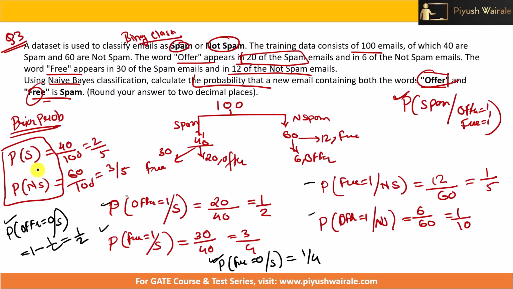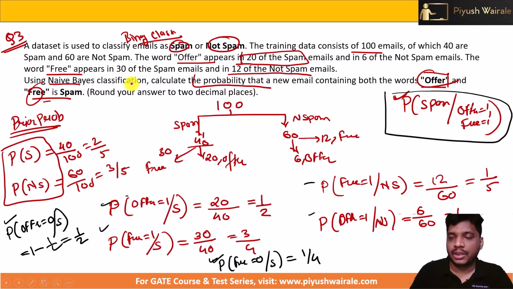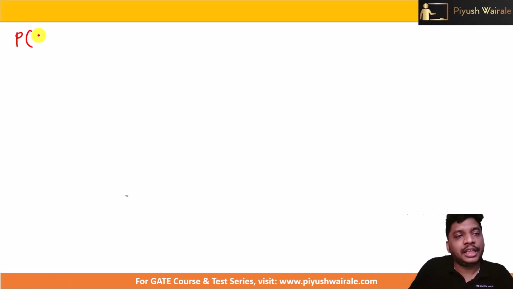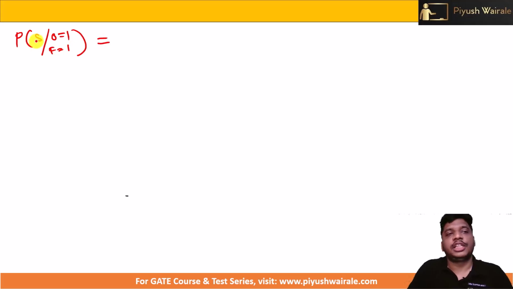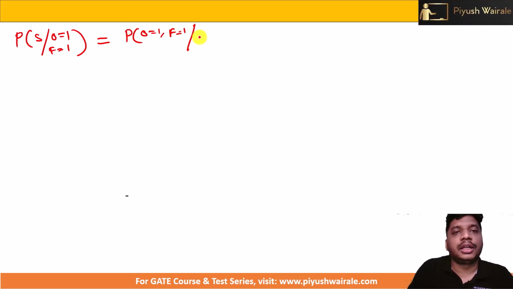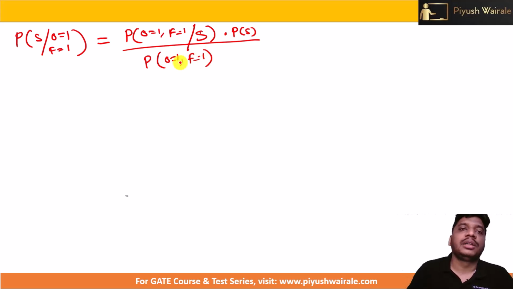So we have done all the calculation here. Now what we need to find out is this particular thing. Let me write it down here: probability that email is spam given offer equals 1 and free equals 1. Again here we need to apply Bayes theorem. That is probability of offer equals 1 and free equals 1 given the email is spam, into probability of spam, divided by probability of offer equals 1, free equals 1. This is according to the Bayes theorem.